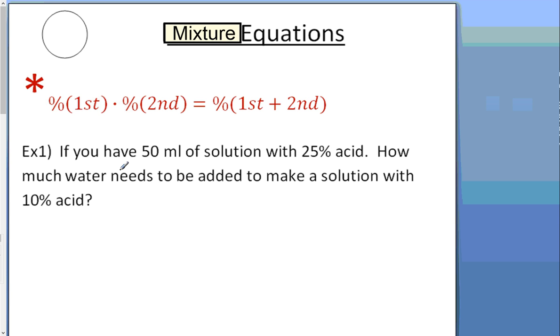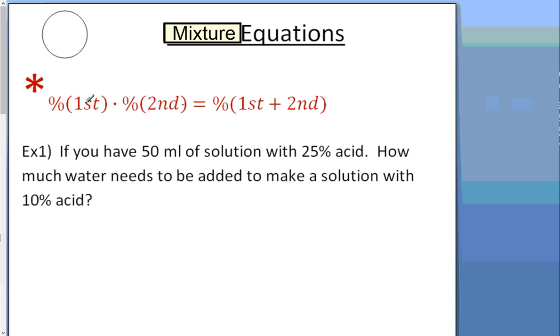Okay, I'm going to be teaching you about mixture equations. And this is a good example of where algebra can start being helpful in the real world. If you're going to grow up and be a scientist dealing with chemistry, you'll be doing this kind of stuff all the time. But the mixture equation is this.